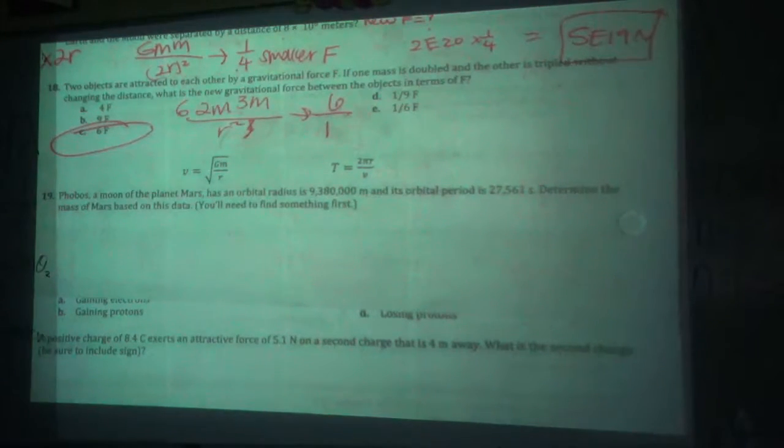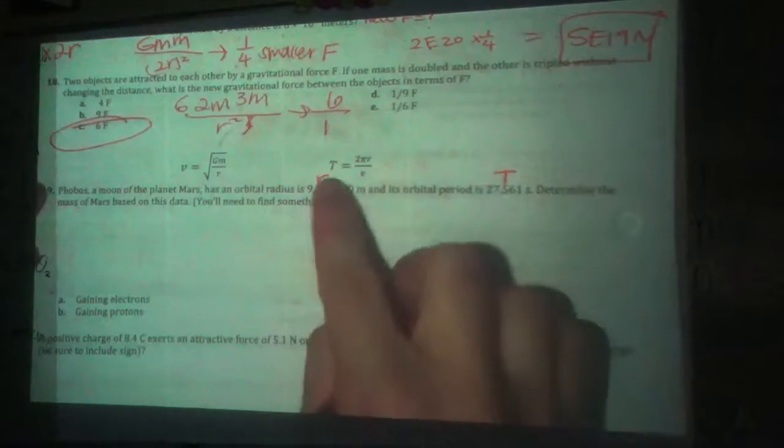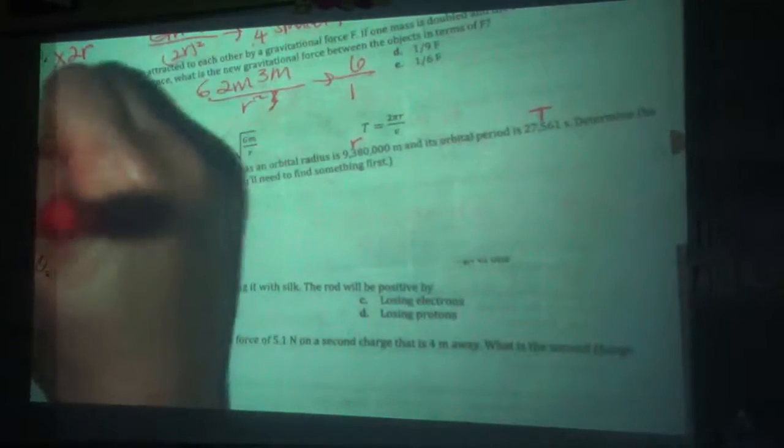Phobos, a moon of the planet Mars, has an orbital radius, that's my r. It has an orbital period, T. Determine the mass of Mars based on this data. So if we look, we have r and T. I'm going to use this equation, that's going to get me v. So I'm going to plug in T equals 2 pi r over v.